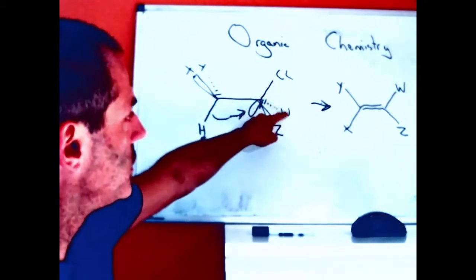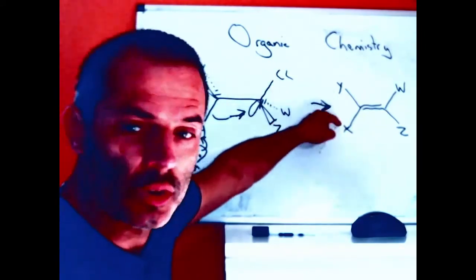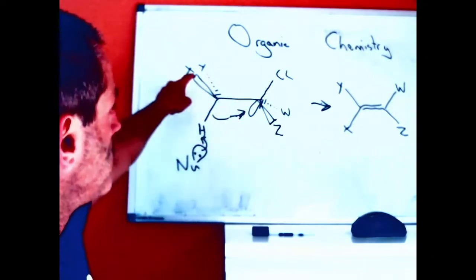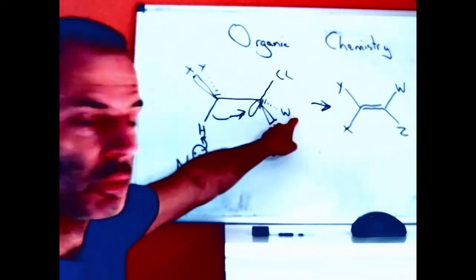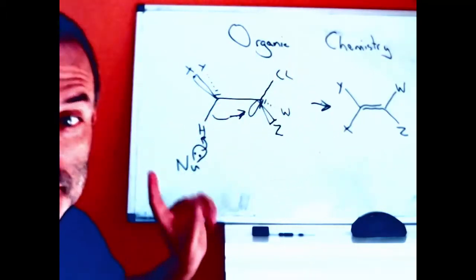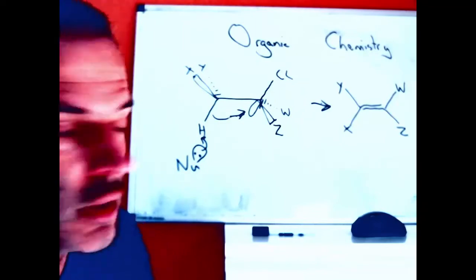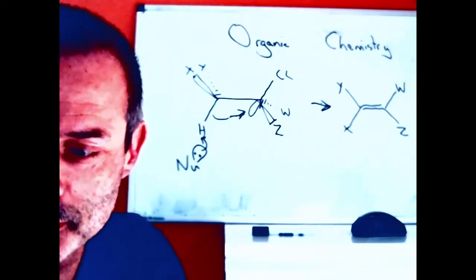We cannot turn this round or this one round so that our X, Y, and W, X, Y, and Z groups are differently organized. The X must be on the same side as Z, and Y must be on the same side as W, whatever they are. So this gives us only one product, which is unlike other reactions, which we will come to.